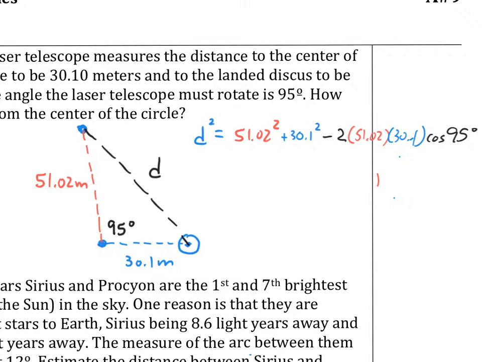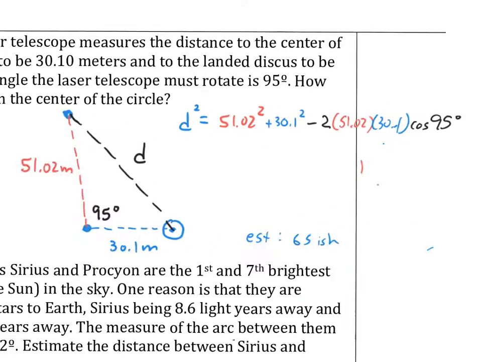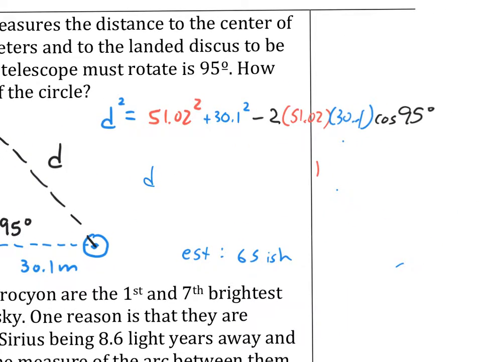Before we just take all this and plug it into the calculator, tell your neighbor, what estimate do you give based on our diagram, which is not actually a bad diagram? How long do you expect D to be? All right, so we plugged that into the calculator, and I got my distance to be approximately 61.46 meters.